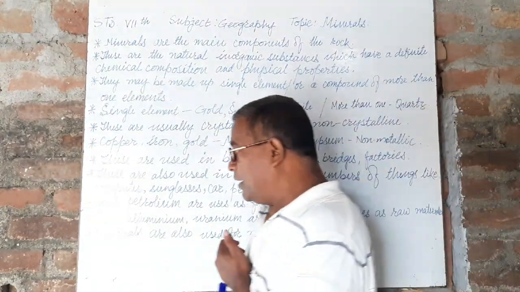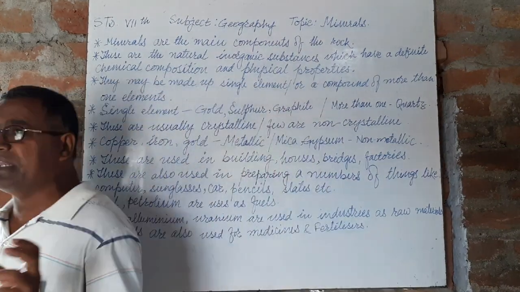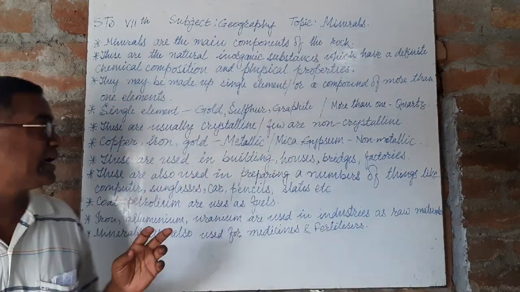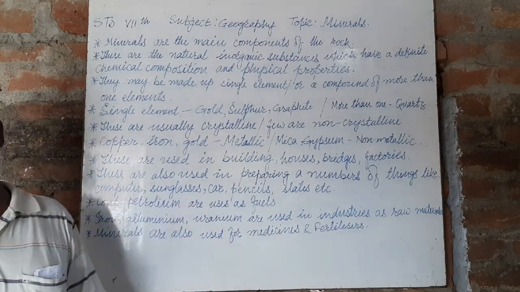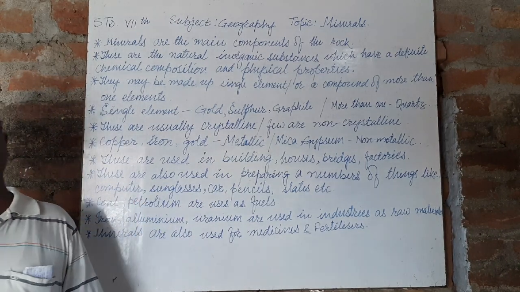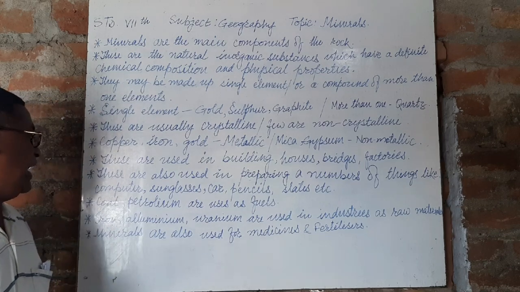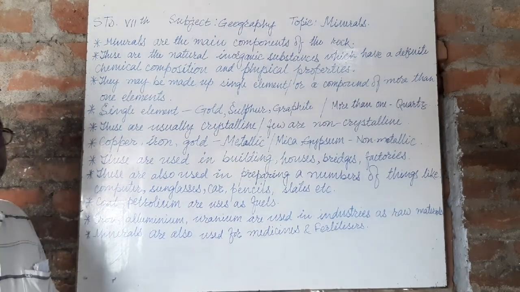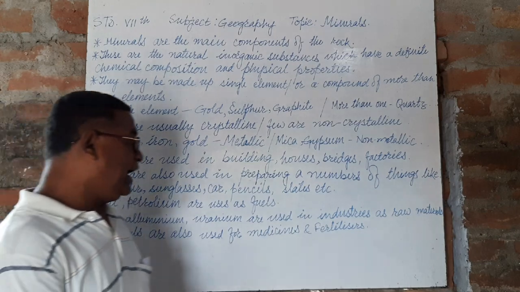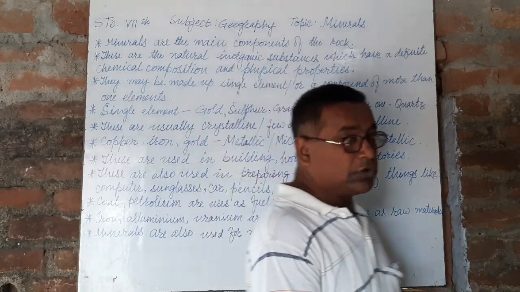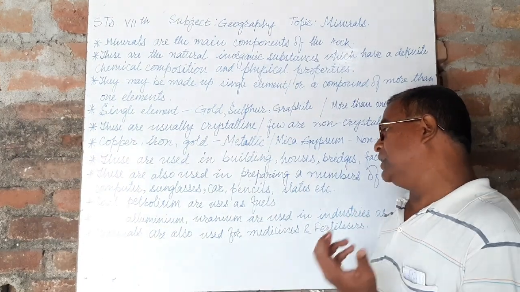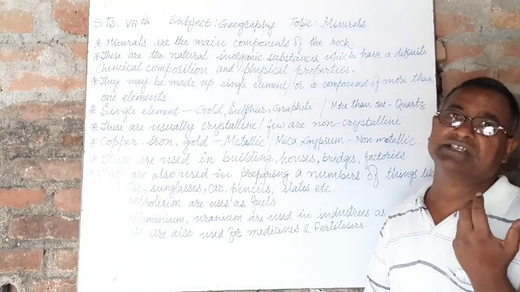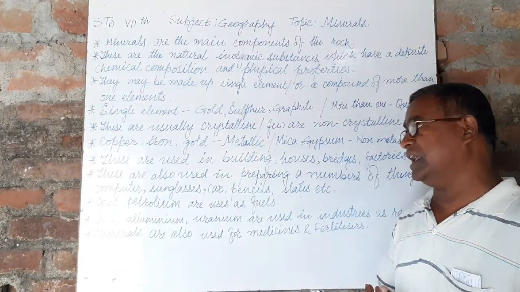Apart from this, some minerals are neither metallic nor non-metallic. They are considered fuel minerals, or energy minerals, and they are coal, means koila, petroleum, and natural gas. These are also examples of minerals, but they are considered energy minerals.